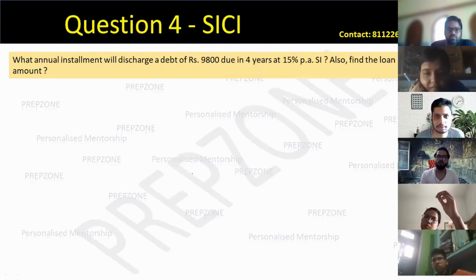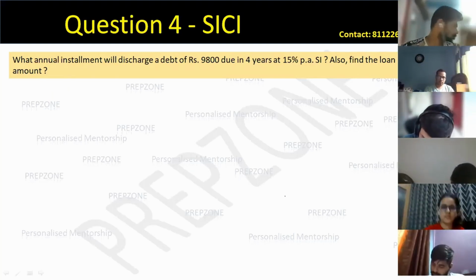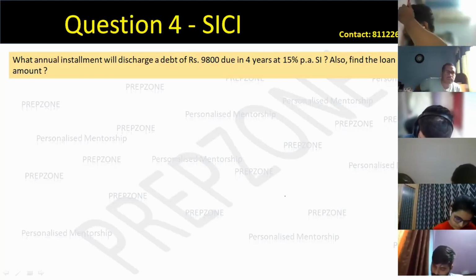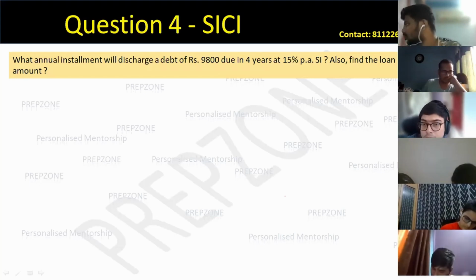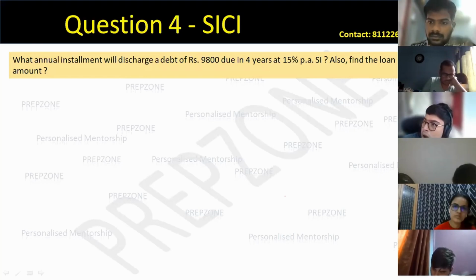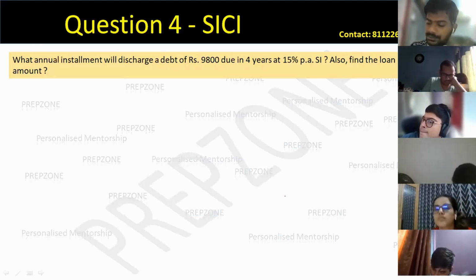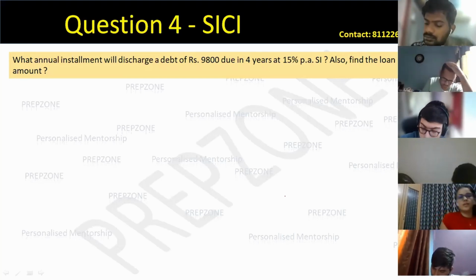Question number 4. A very interesting question. The question is, what annual installment will discharge a debt of ₹9,800 during 4 years at 15% per annum simple interest? Find the loan amount. There is a bank, you took some X rupees from the bank at a 15% interest rate, and after 4 years you are paying a total of ₹9,800.